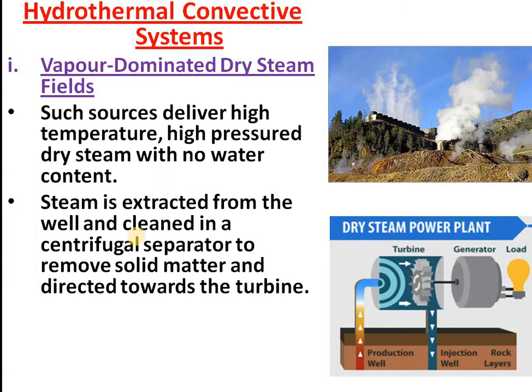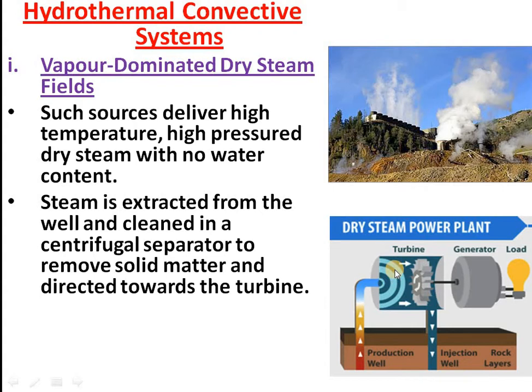So what is done? Steam is extracted from the well and cleaned in a centrifugal separator to remove solid matter and directed towards the turbine. When it is coming up, you have a mixture of high pressure steam, stone, rock, sand, mud and everything. That is filtered off by some technology, the videos of which I have already shared with you. You can watch them once again. And the pure steam is taken out.